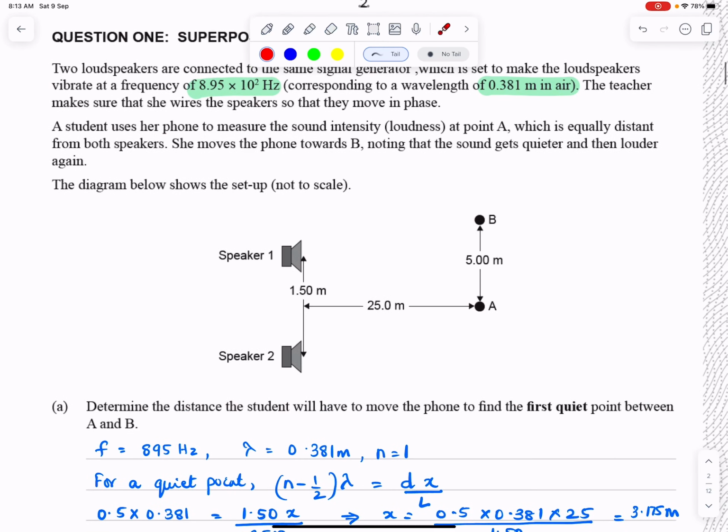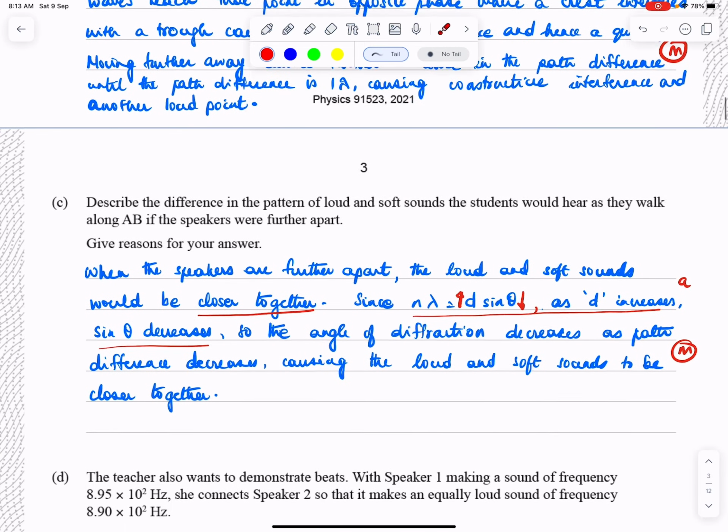So the point is, as you move from the center outwards, the path difference keeps increasing. So the path difference is 0 here, and then it's half a wavelength, and then a whole wavelength, and then it keeps going. Okay, next one.